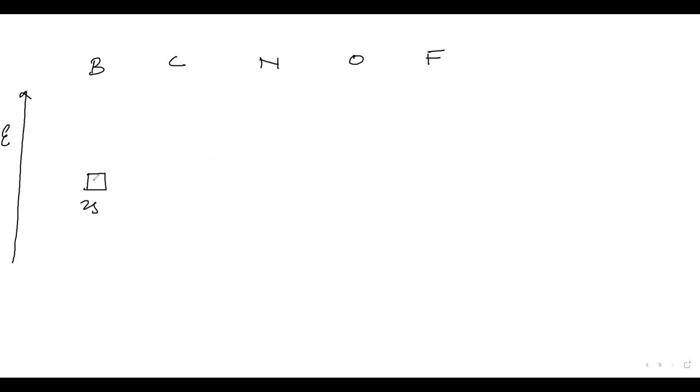Fine. So now I can say 2s. If 2s is here, then 2s for carbon will be a bit lower. For nitrogen, a little bit more. For oxygen, what happens? The electronegativity is so high for oxygen that this 2s electron is so near to the nucleus that the energy shifts very rapidly. It is this much, 2s.